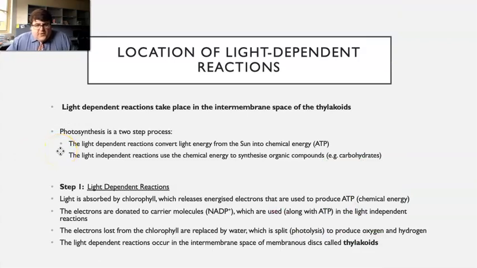So, let's talk about the two different reactions. We have light-dependent reactions and we have light-independent reactions. Light-dependent reactions of photosynthesis convert light energy from the sun into chemical energy, ATP, and our light-independent reactions use chemical energy to synthesize organic compounds such as carbohydrates. The first thing that happens is our light-dependent reactions, which is when light is absorbed by chlorophyll, which releases energized electrons that are used to produce ATP. Those electrons are donated to carrier molecules, NADP+, which are used along with ATP in light-independent reactions.